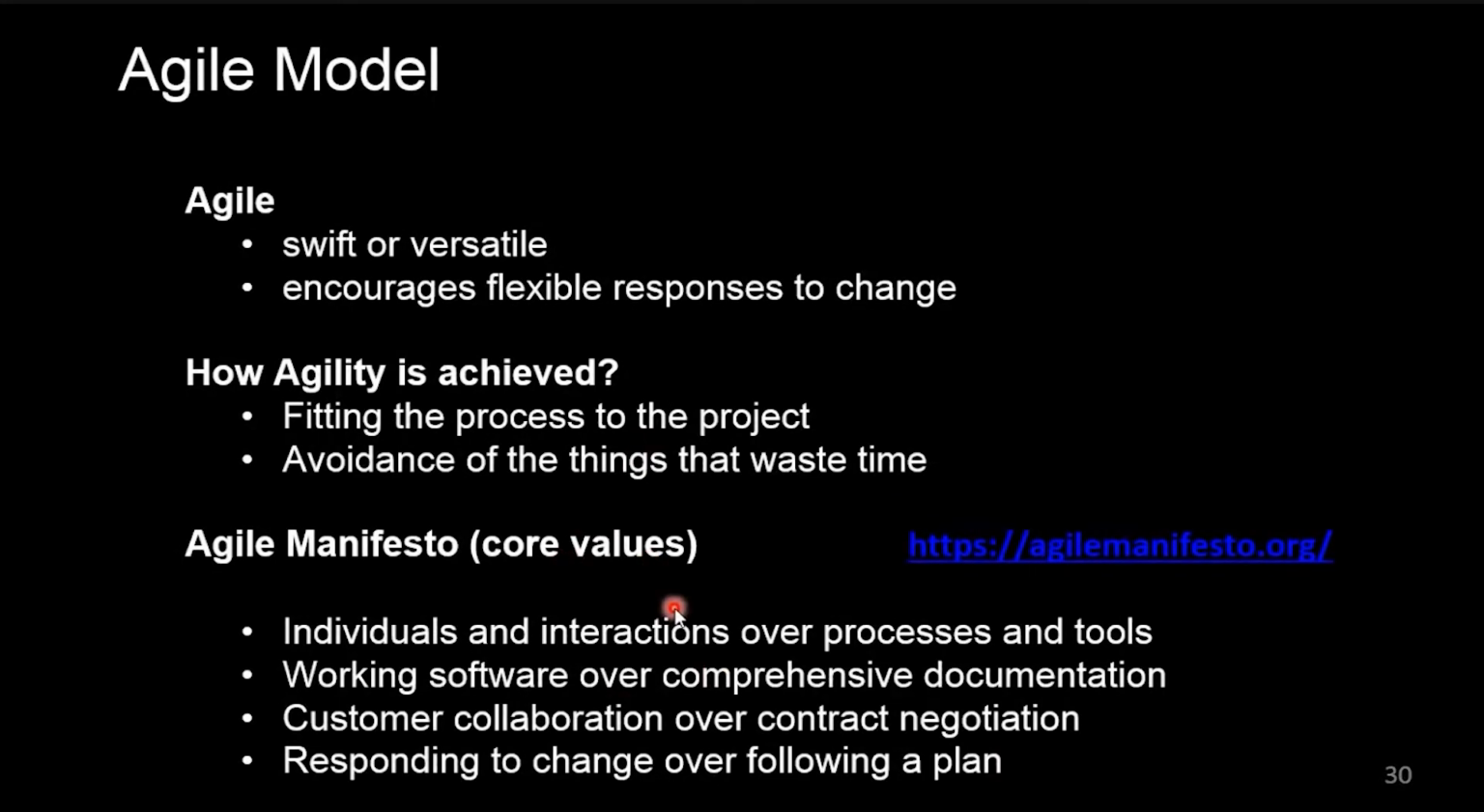The first one is individuals and interactions over processes and tools. What that means is that processes and tools will vary project by project, so they are very less responsive to change, but the model focuses more on individuals and interaction. In this agile development, self-organization and self-motivation, the motivation of the whole team, is important, as we are going to focus more on interactions.